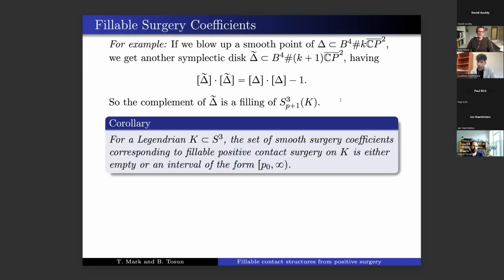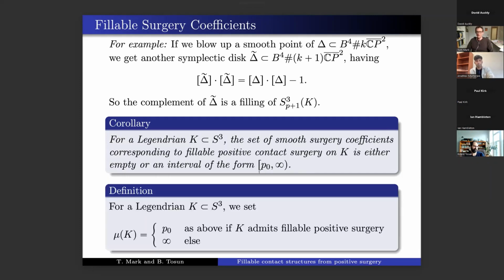So that's this corollary, which I said out loud a little while ago: the set of smooth surgery coefficients that correspond to fillable positive contact surgery, it might not have any, so it could be empty, but if it's not empty, then it's a half-infinite interval of this form, starting at some number P naught. So that P naught becomes the interesting question. What's the smallest fillable surgery coefficient for a given knot? That's some invariant of a Legendrian. If it's defined, you're going to make it defined for all Legendrians. Let's set mu of K to be infinity if there's no fillable surgery. Otherwise, it's this smallest fillable surgery coefficient.